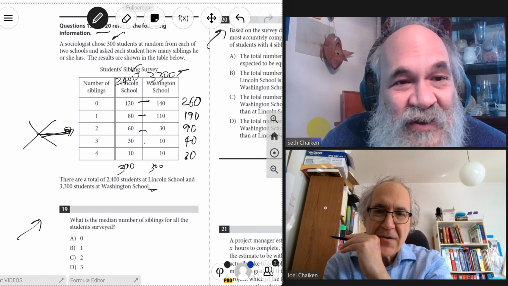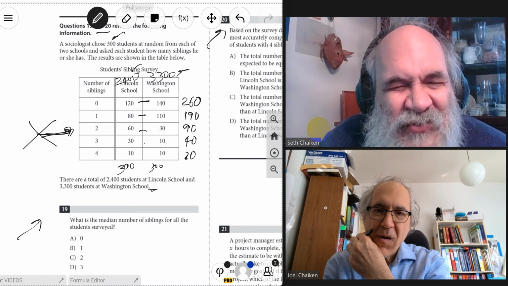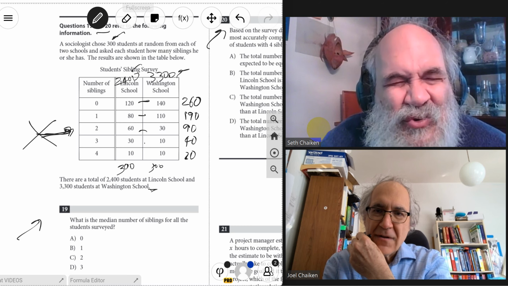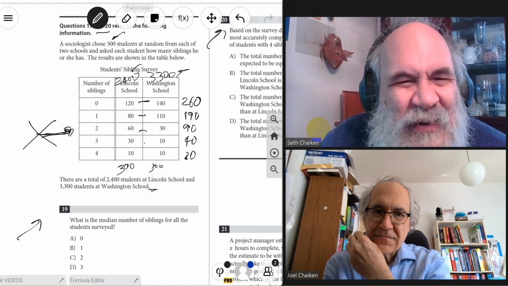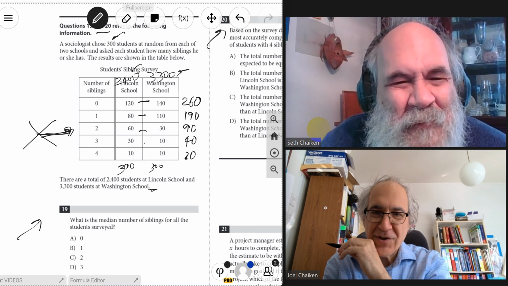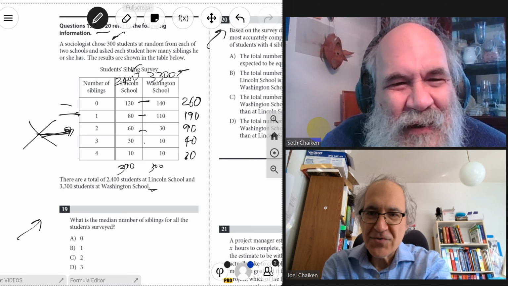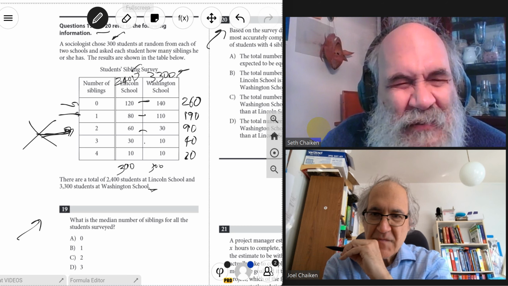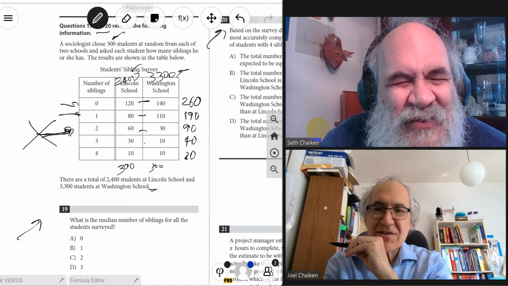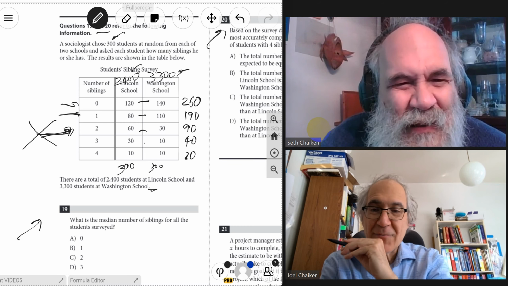So 260 is the number of surveyed students in the two schools together who have 0 siblings. That's right. No, the only child is 1. Sorry. 0 siblings, one sibling, 2 siblings, etc. Surprised it didn't have anything greater than 4, but whatever.